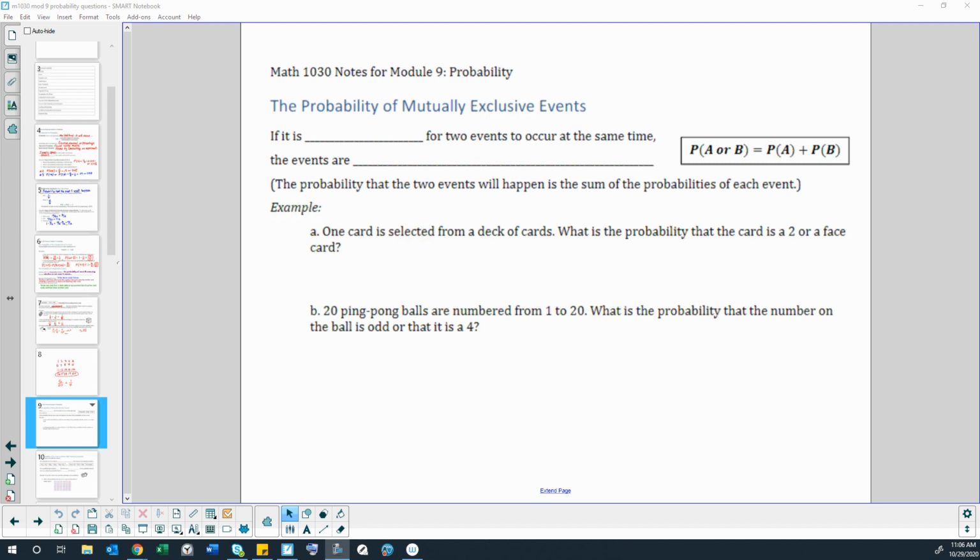This is page 5 of our notes, actually page 4, and then we're going to go on to page 5. So page 4, the probability of mutually exclusive events. If it is impossible for two events to occur at the same time, the events are called mutually exclusive. So the word impossible right here.